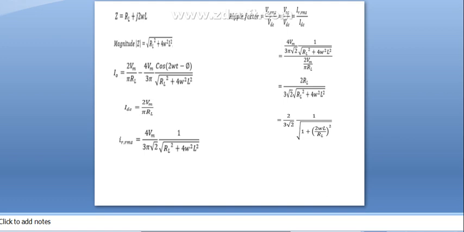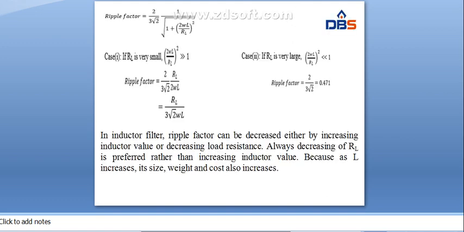then we get 2 RL by 3 root 2 into square root of RL square plus 4 omega square L square. It is 2 by 3 root 2 into 1 by square root of 1 plus (2 omega L by RL) whole square. So here the ripple factor is this one, 2 by 3 root 2 into 1 by square root of 1 plus (2 omega L by RL) whole square.